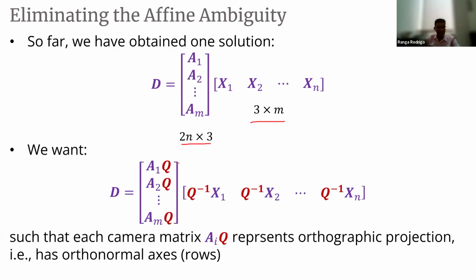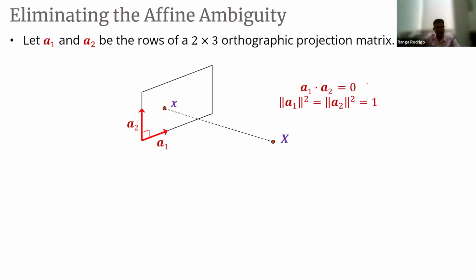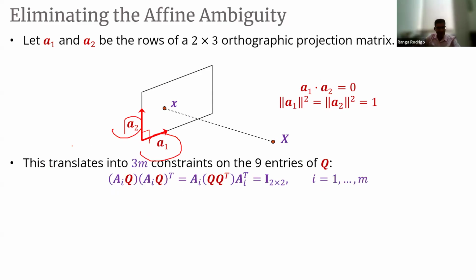And if we want, we can obtain other solutions by inserting any invertible matrix, such that camera matrix A corresponds to orthographic projection, that is, has orthonormal axes. So we impose that constraint. That means this vector and this vector must be perpendicular. So this translates to 3m constraints on the 9 entries of Q. I will not think about that too much, but you can impose those constraints and obtain this I22 identity matrix.